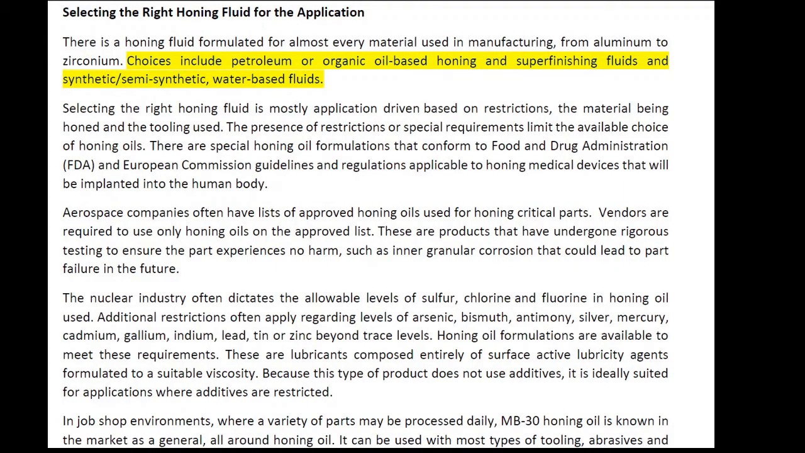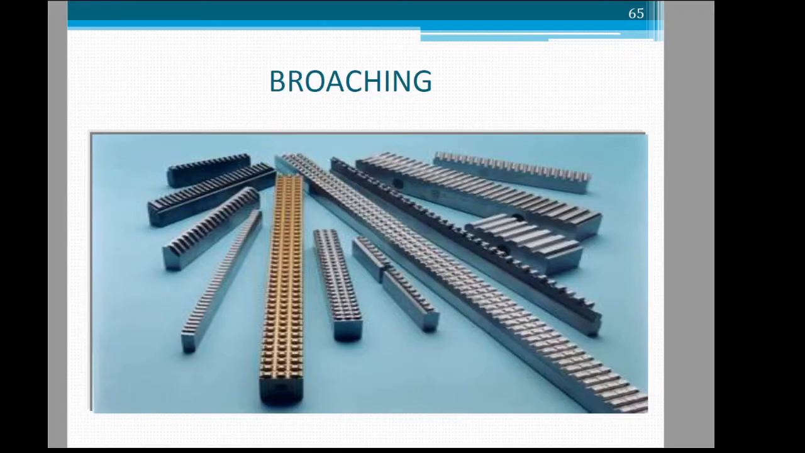They include petroleum or organic oil-based honing fluids, super finishing fluids, synthetic and semi-synthetic water-based fluids, etc. Now we shall discuss a new machining process called broaching.